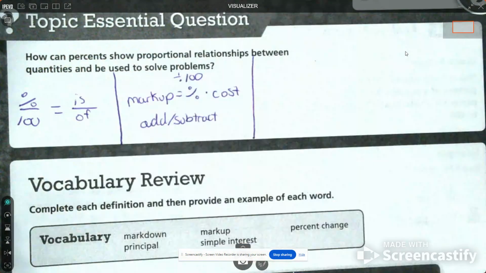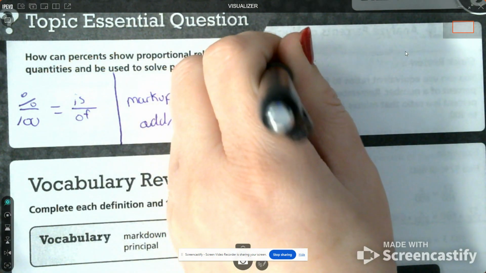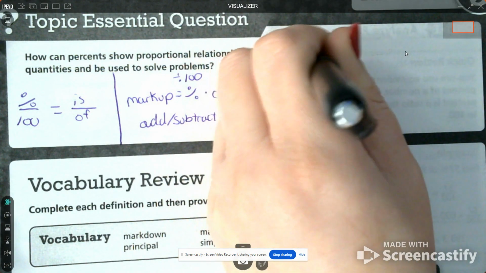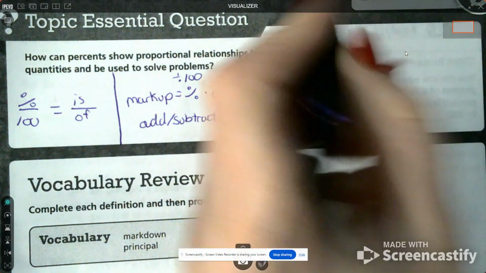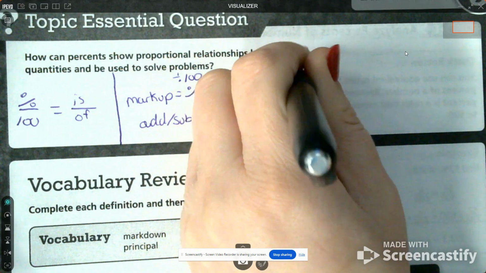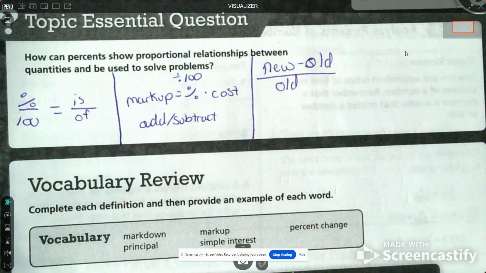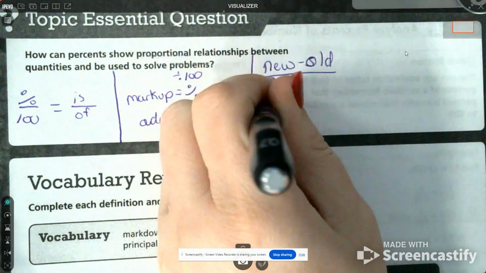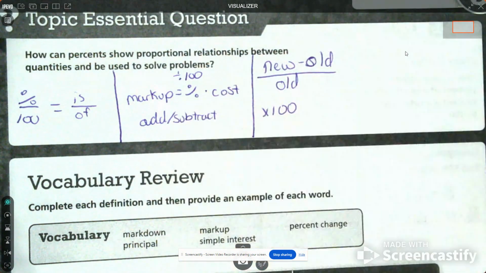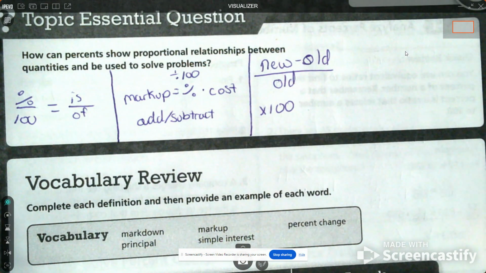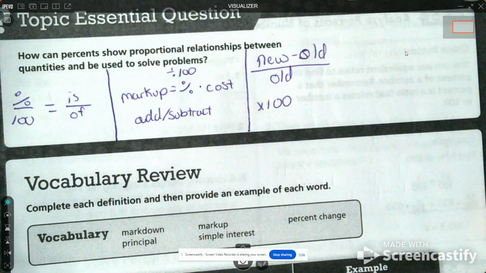The next thing we did was the percent change, and that was simply when we subtracted the new minus the old amount, and we divided by the old amount. And that tells you what the percent change is. Remember to multiply it by 100 so that you get that final answer as a percent and not just a decimal.